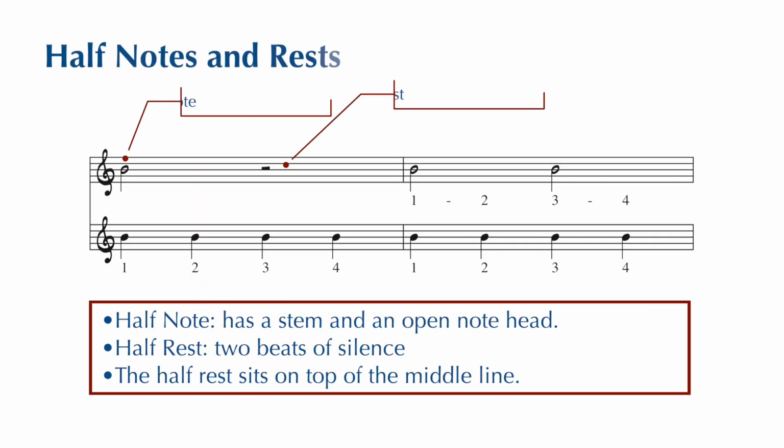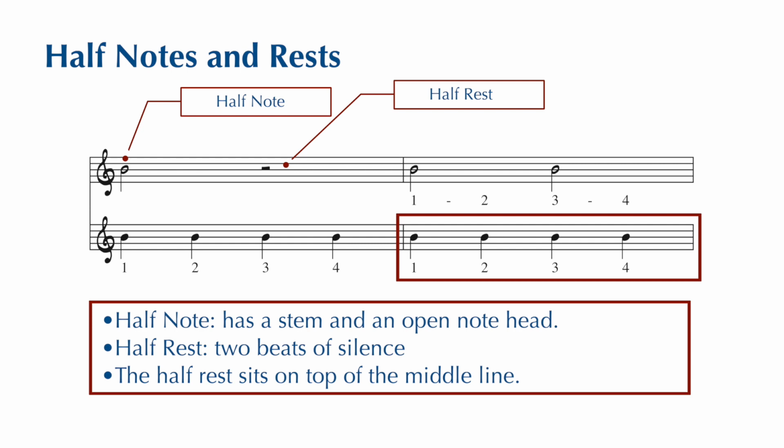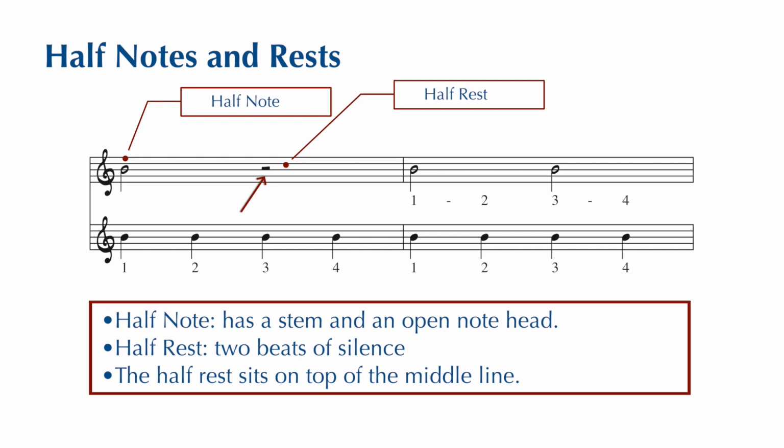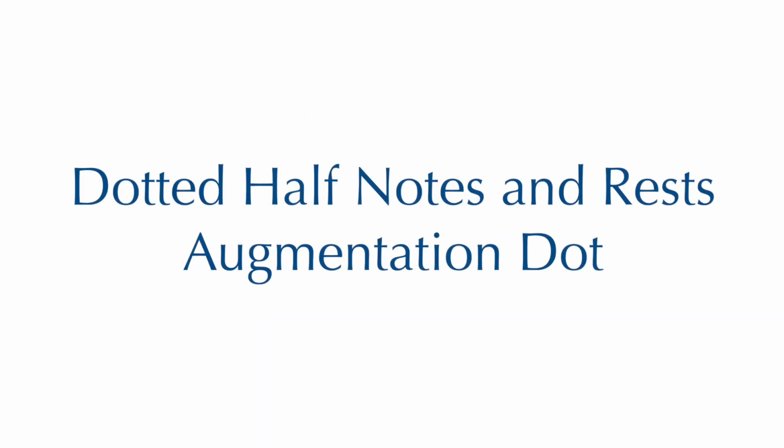A half note looks like a quarter note, except the note head is open or not filled in. While a quarter note lasts one beat, 1, 2, 3, 4, a half note lasts two beats, 1, 2, 3, 4. And this is a half rest, which is two beats of silence.